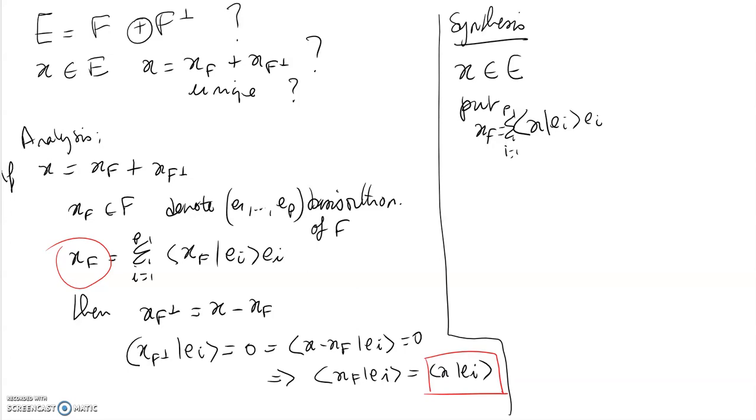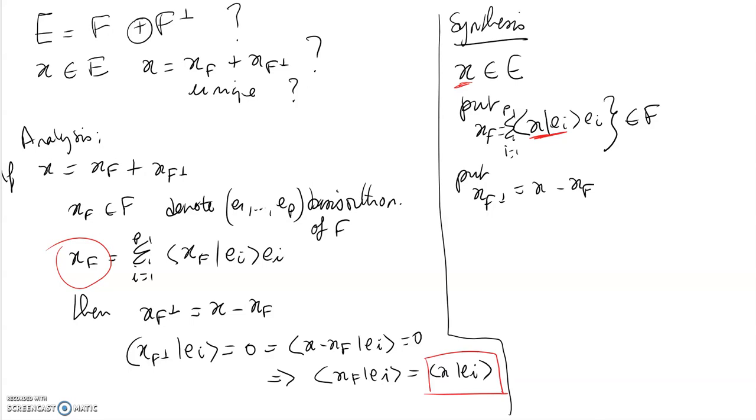So that's fine. And I put XF orthogonal is equal to X minus XF. Okay, so what I said is that trivially that belongs to F because it's just a linear combination of elements of F, and for any element X in E, of course I can define that. I'm just using the scalar product of X with the elements of the basis EI, right?